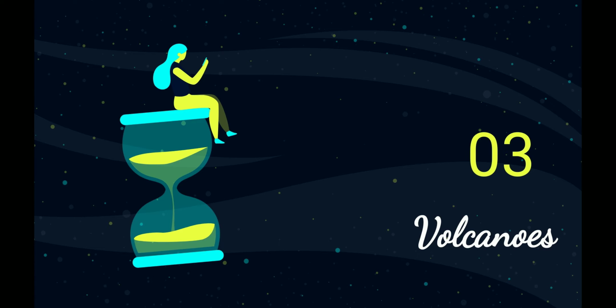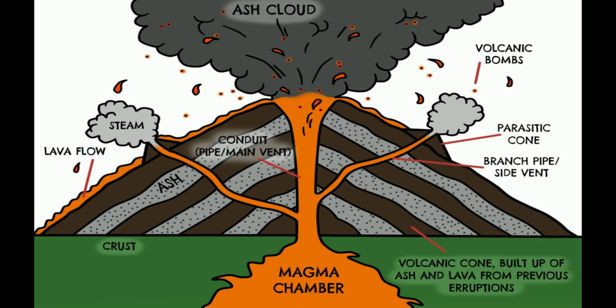Moving on to the final topic, that is volcanoes. Volcanoes. A volcano is an opening or a vent in the Earth's crust through which molten magma, ash, and gases come out from below the surface.